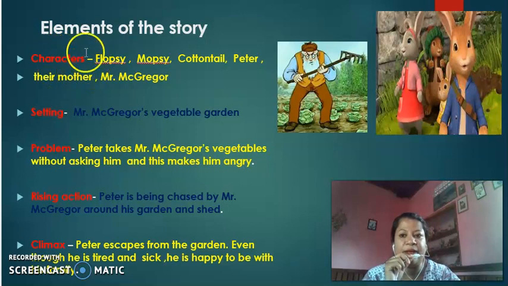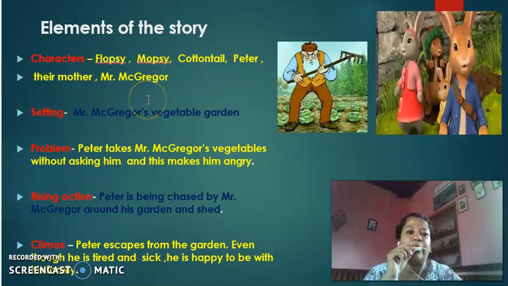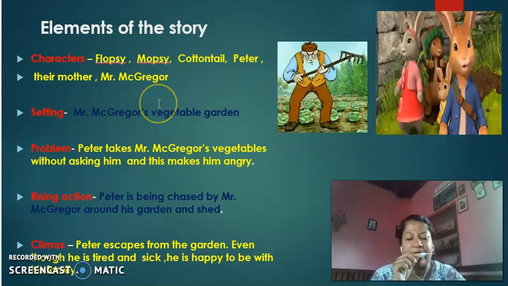So over here, the first thing any story has is the characters, right? So over here we have got Flopsy, we have Mopsy, Cottontail, Peter and their mother. All these characters are rabbits. Okay, and we have a man known as Mr. McGregor. Clear?